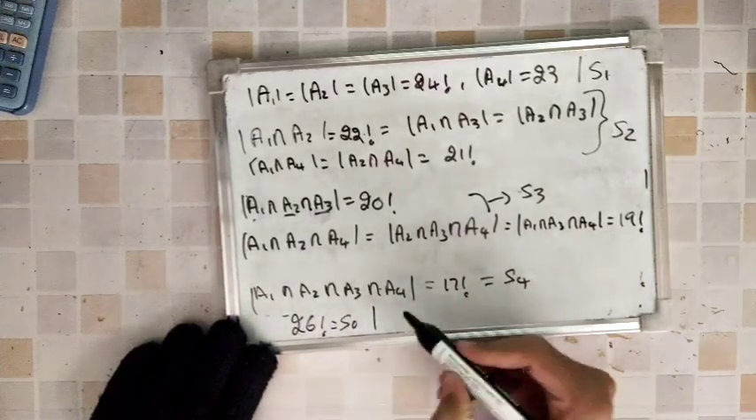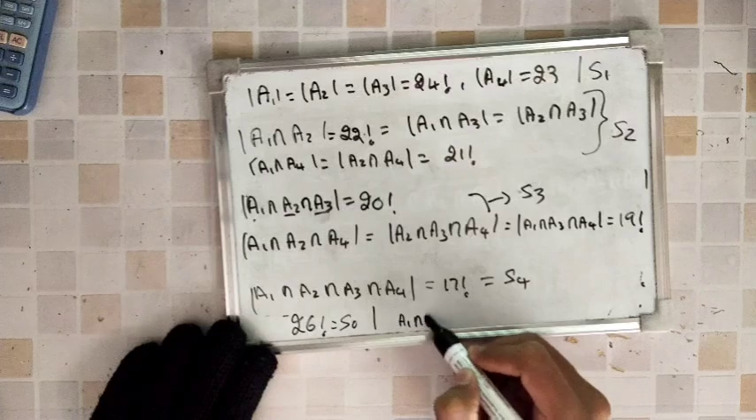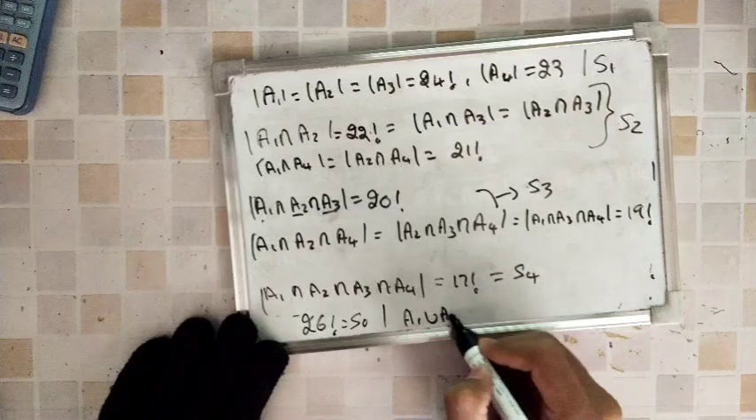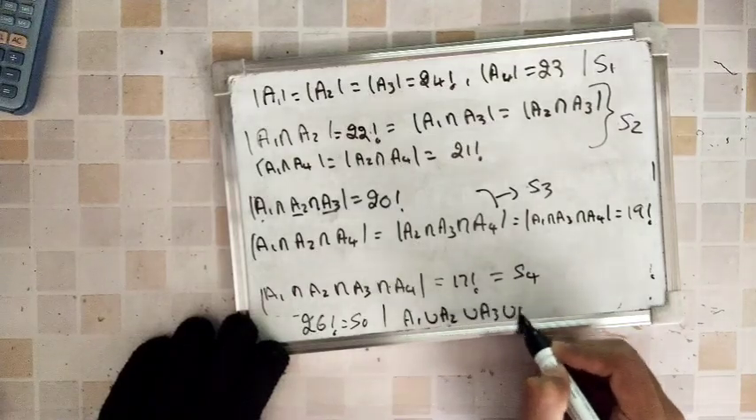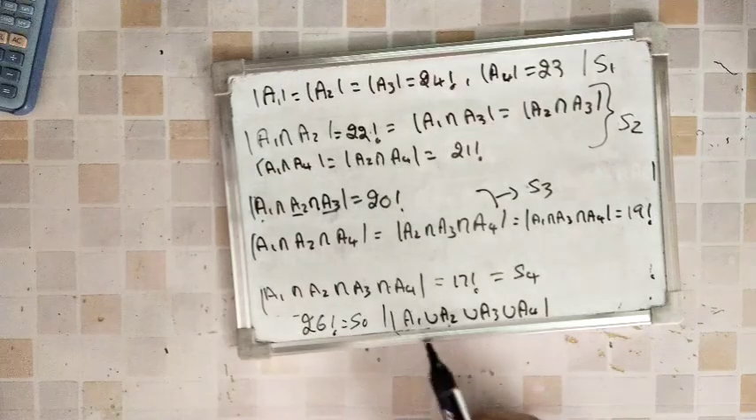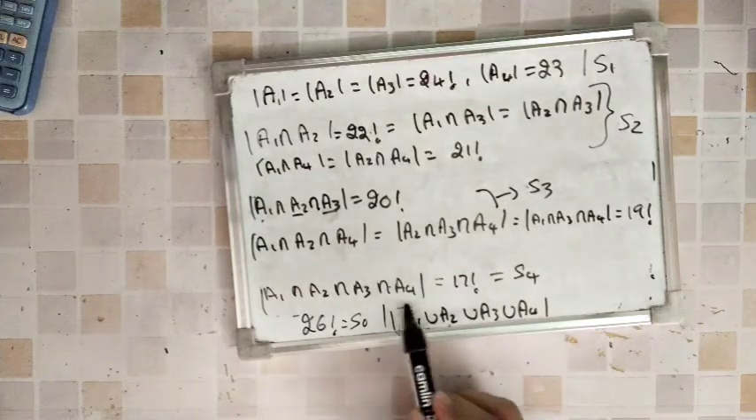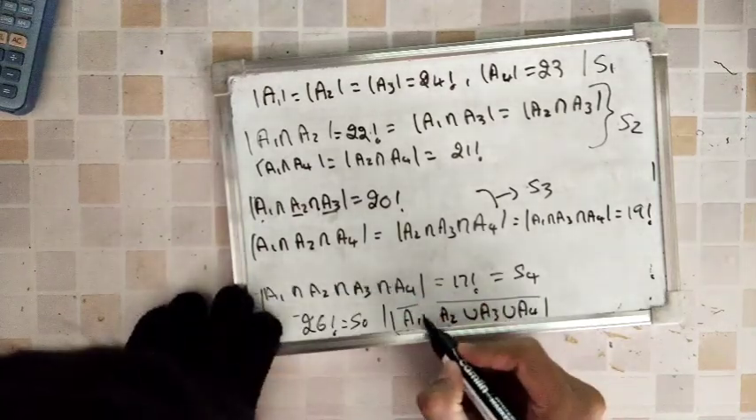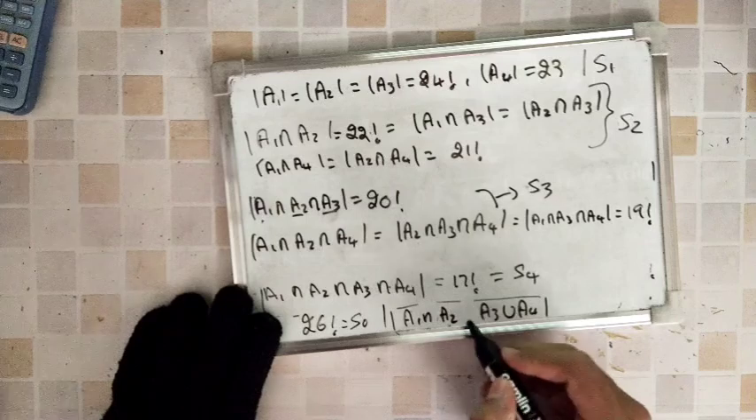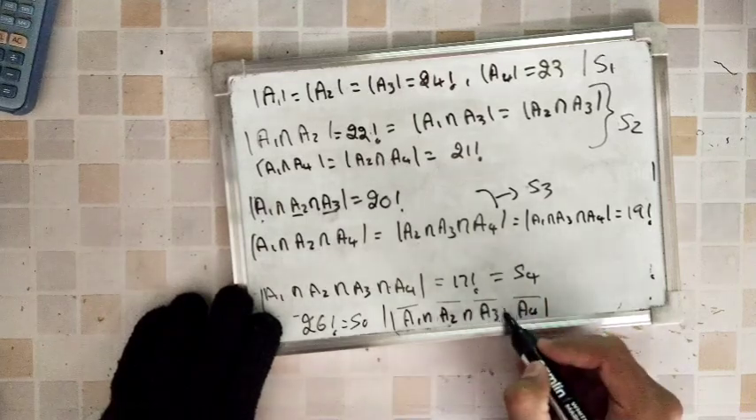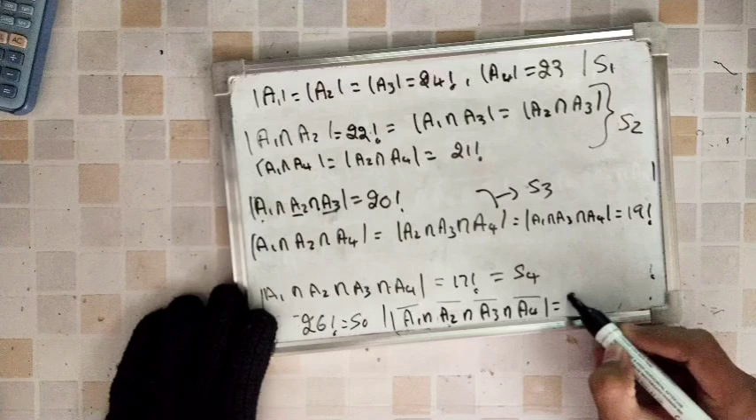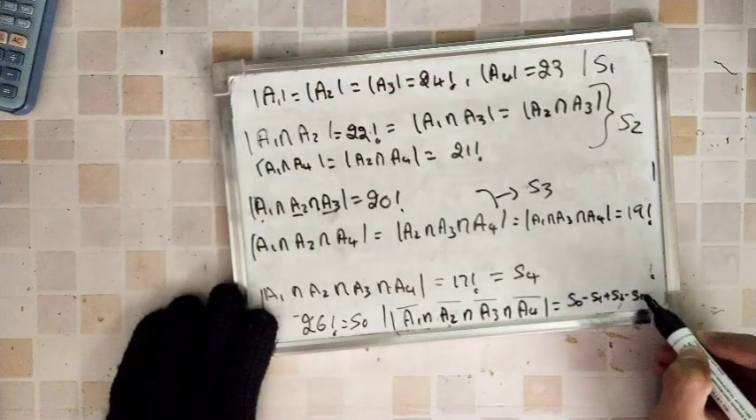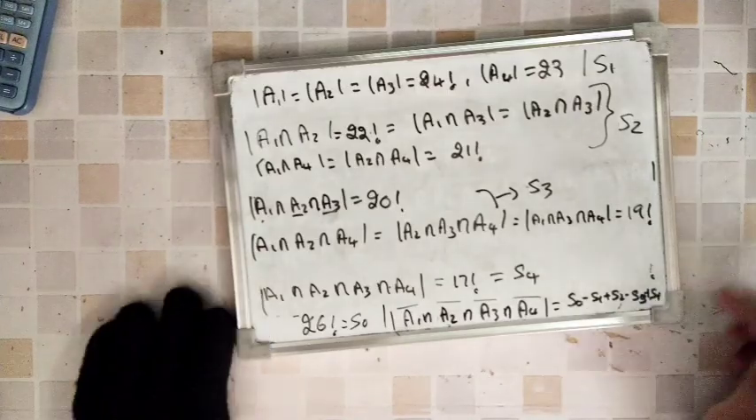So what I have to find here is A1 union A2 union A3 union A4. This is a set where all the patterns are occurring. If I take the complement of this, then all the 4 patterns are not occurring. How can I write this? I can write this as A1 complement intersection A2 complement intersection A3 complement intersection A4 complement. This is equal to S0 minus S1 plus S2 minus S3 plus S4, okay.